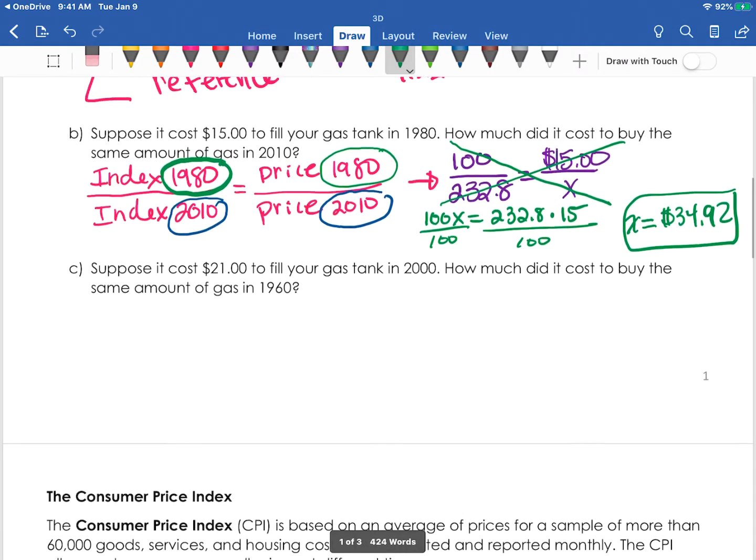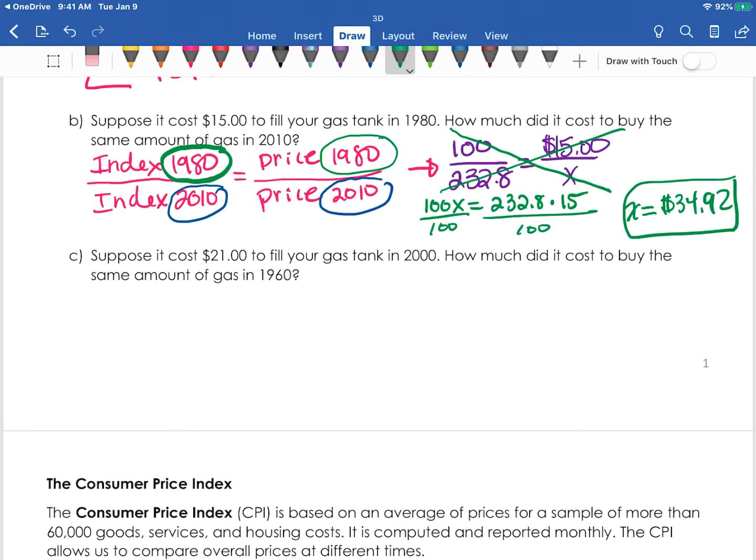Okay, let's do part C now. Suppose it costs $21 to fill your gas tank in 2000. How much did it cost to buy the same amount of gas in 1960? Now, we can make sure that our answer makes sense, right? We're given $21 in 2000. We know the price has gone up over time.